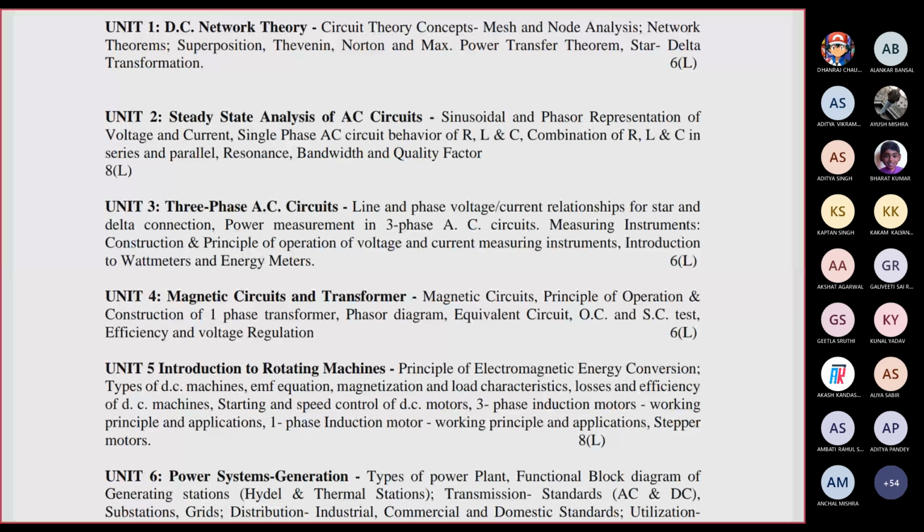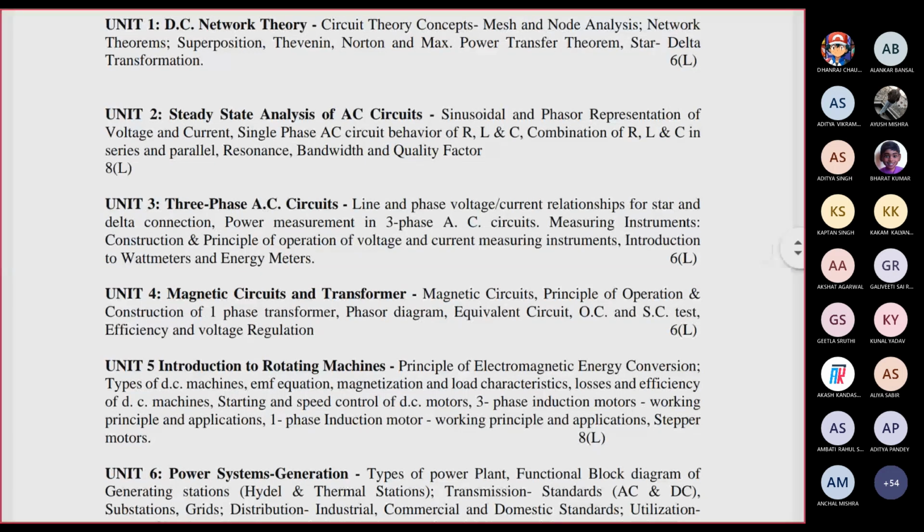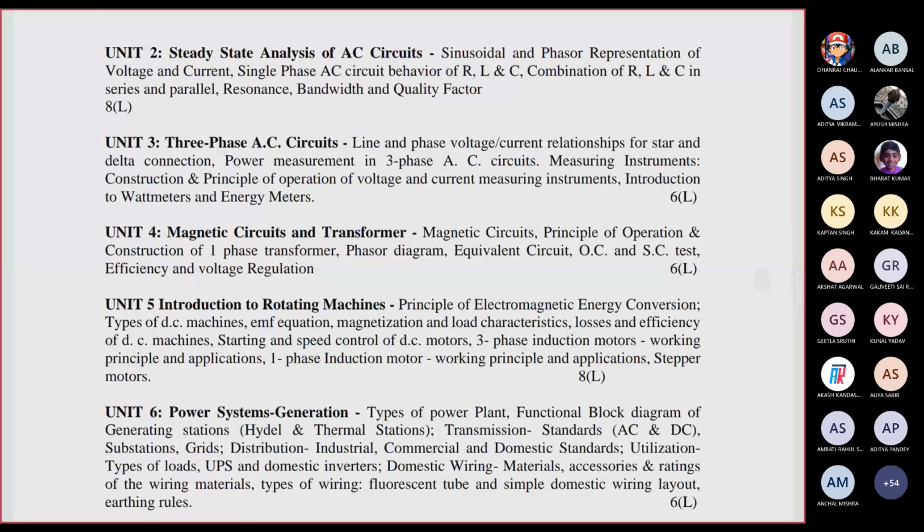Then unit 4 and unit 5 are totally related to the electrical machines part. There are different types of electrical machines, like AC machines and DC machines. And also, if we talk about AC machines, then again we can categorize them in two parts, like static machines and rotating machines. So you can see in this unit 4, it is named as magnetic circuits and transformers.